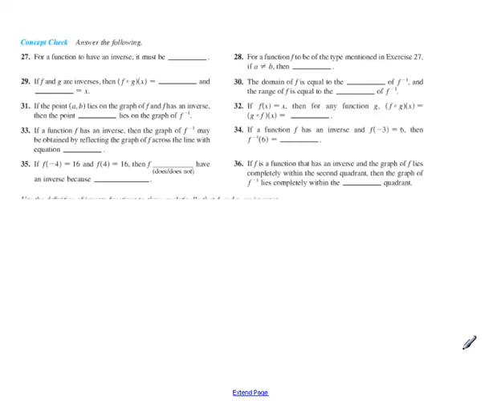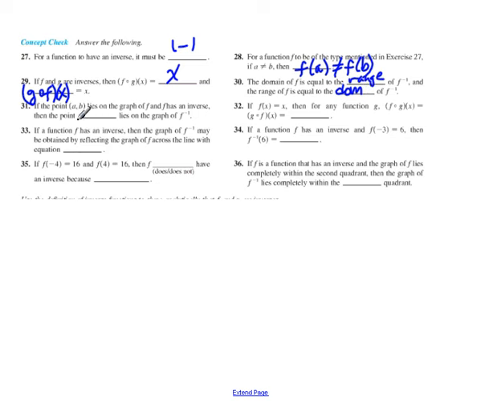And then these are just concept checks we'll talk about real quickly. For a function to have an inverse, it must be 1 to 1. For a function f to be of the type mentioned in number 27, if a does not equal b, then we know that f of a cannot equal f of b. If f and g are inverses, then f composed with g of x is equal to x, and also g composed with f of x is equal to x. The domain of f is equal to the range of f inverse, and the range of f is equal to the domain of f inverse.